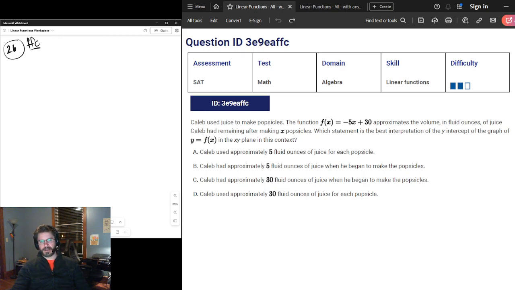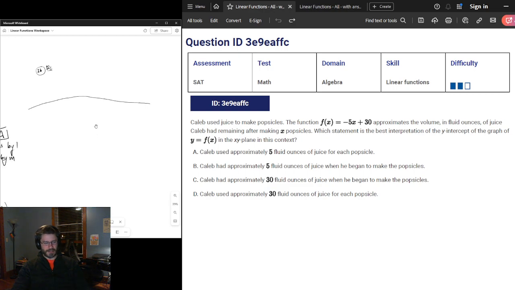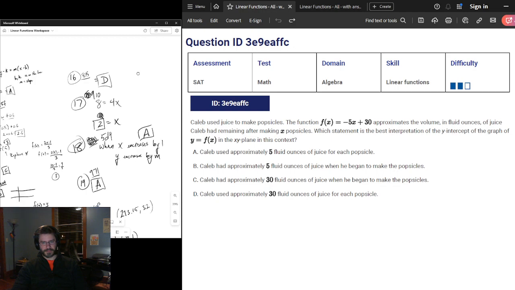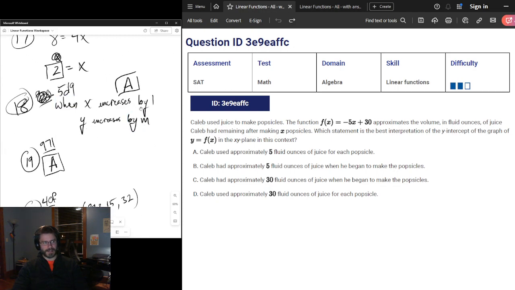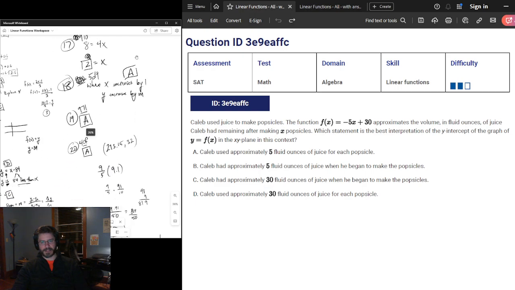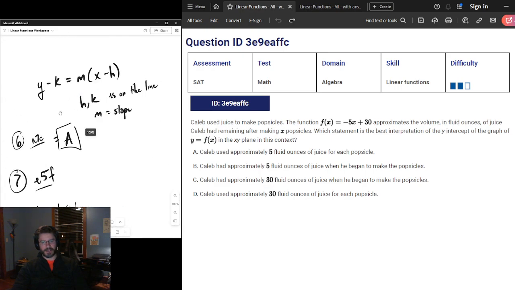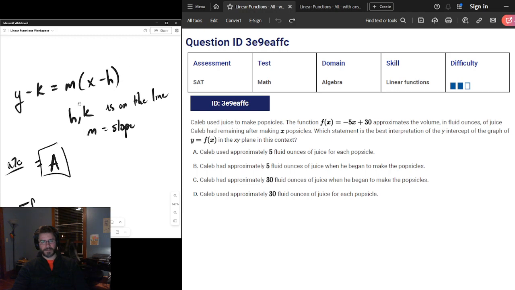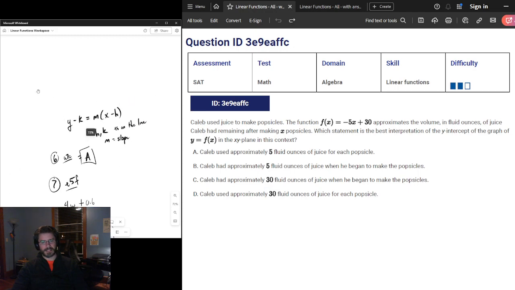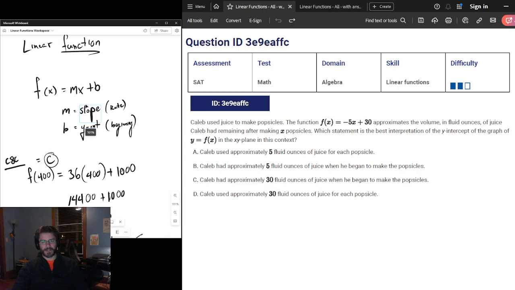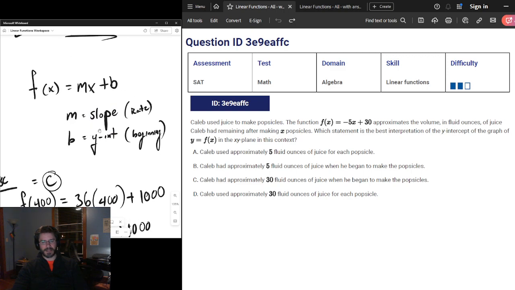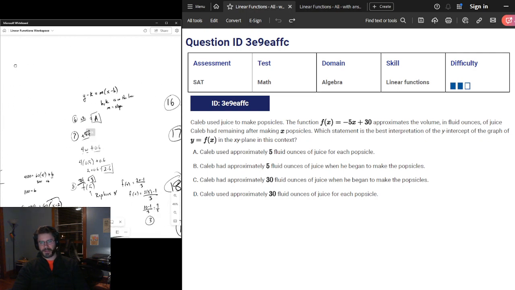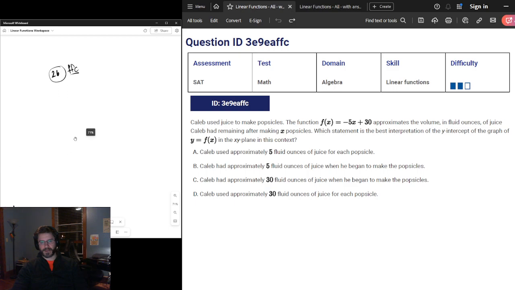Again, quick survey of the definitions that we are using in each of these things. We've got when x increases by 1, y increases by m, the slope. We have the definition of point slope form: y minus k equals m times x minus h, where (h, k) is on the line and m is still the slope. And we have our function notation, f of x equals mx plus b. M is the slope or the rate of growth, and b is the y-intercept or the beginning value. Those are our basic definitions that we are going to use today in our linear functions.